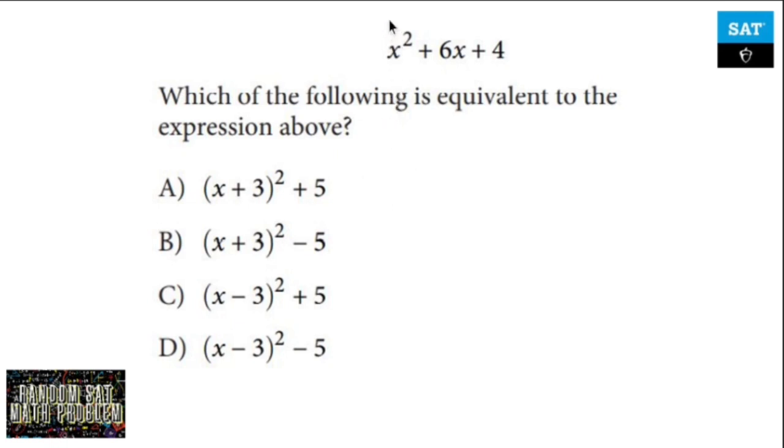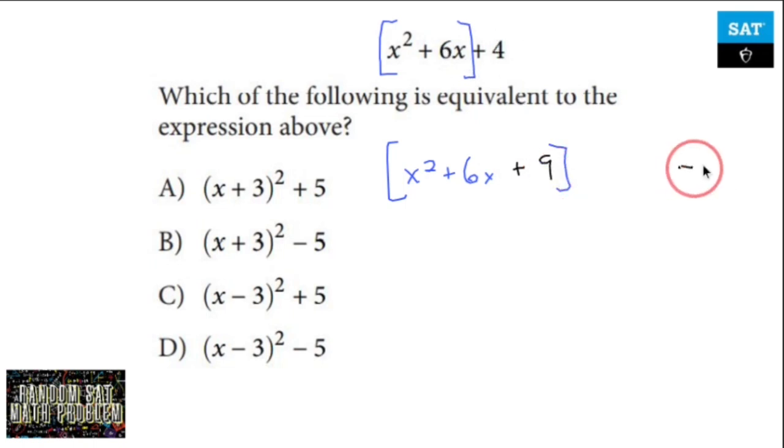I am going to kind of pretend that we have the beginnings of a perfect square right there. Now, in order for me to turn x squared plus 6x into a perfect square, I have to add 9 to it. Now, if I add 9 to something, that's just an expression, I have to subtract 9 somewhere else. Oh, by the way, 4 is just kind of hanging out there.